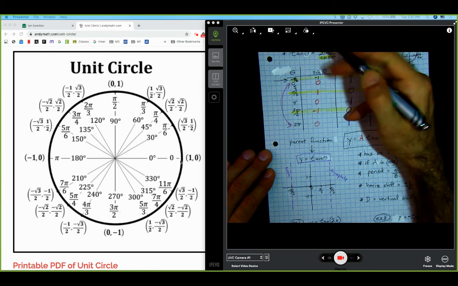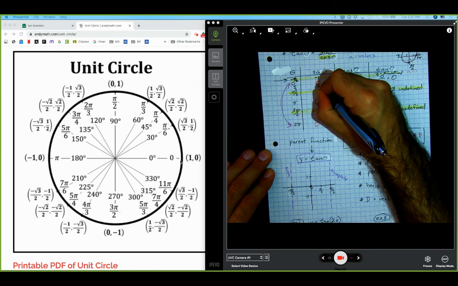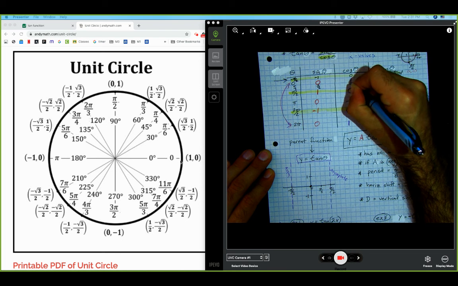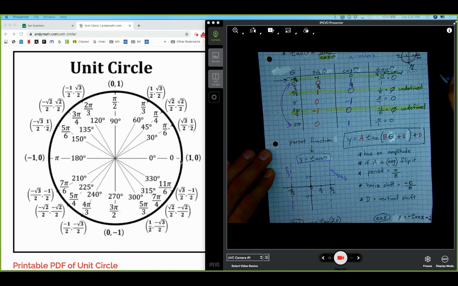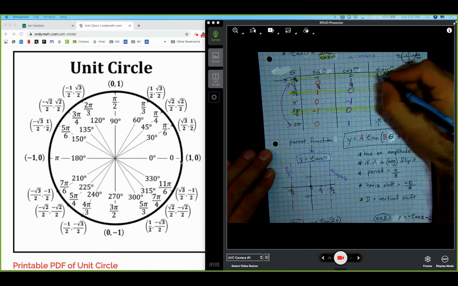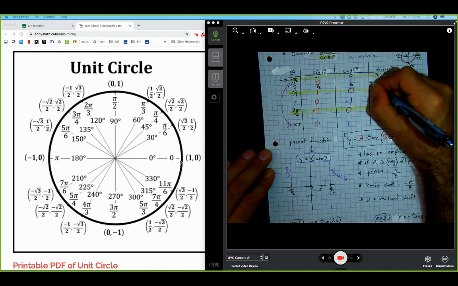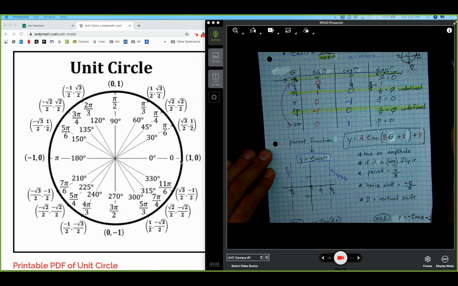the sine of pi over 4 is root 2 over 2. The cosine of pi over 4 is root 2 over 2. And root 2 over 2 divided by root 2 over 2, it's the same thing. So it's equal to 1. So watch. When we go here to pi over 4, we're going to end up at positive 1.